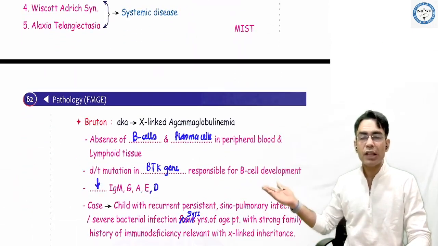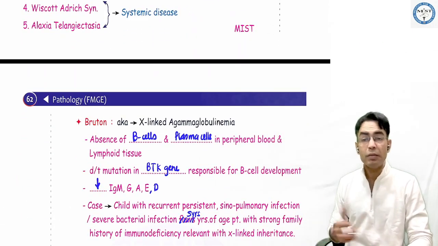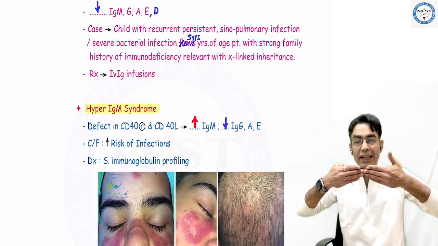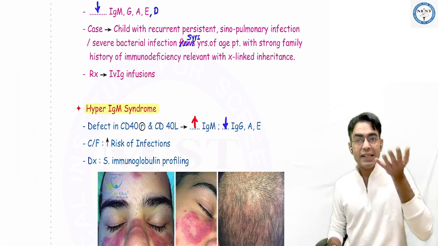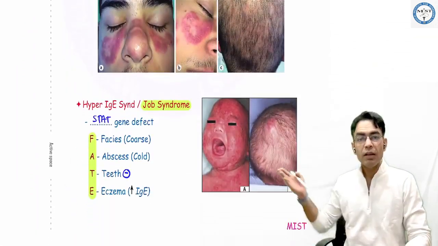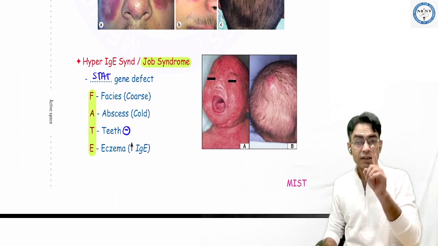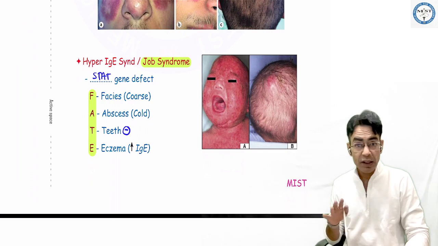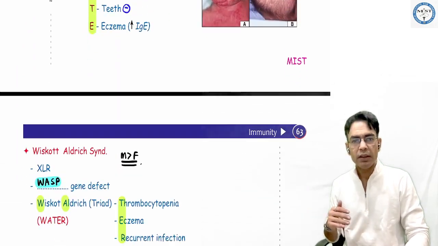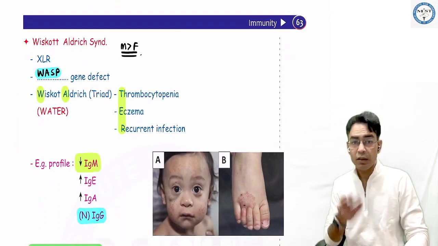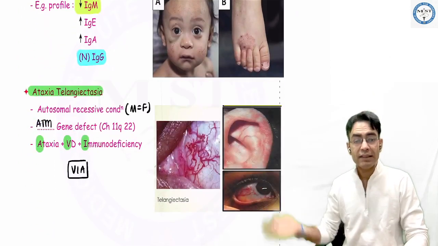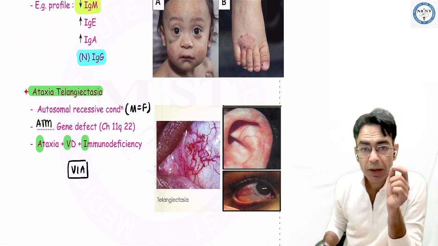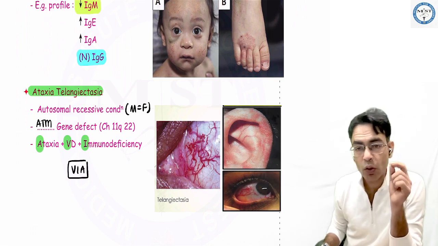In other diseases, for Bruton's, we have already discussed that you do not have B cells and plasma cells because the BTK gene is defective. For hyper IgM syndrome, the CD40 and CD40 ligand connection is weak, so only IgM is increased, and everything else is decreased. Then hyper IgE syndrome, STAT3 disease. FATE is the mnemonic: coarse facies, cold abscesses, teeth are absent, and eczema. A lot of IgE in these patients. Wiskott-Aldrich, WAS gene defect, mnemonic is WATER. And in ataxia telangiectasia, ATM gene mutation, and the patient will have the telangiectasia, the ataxia, and immunodeficiency.